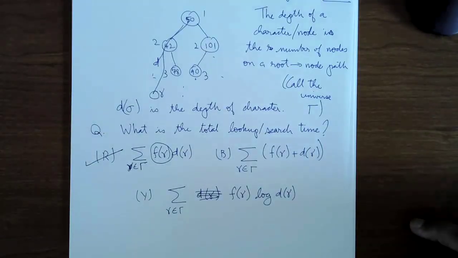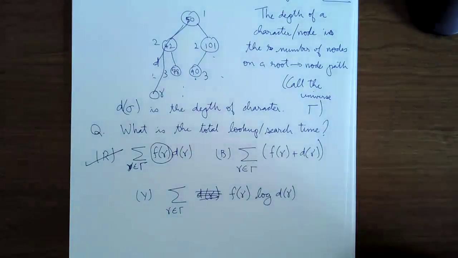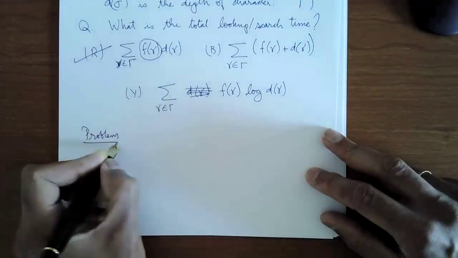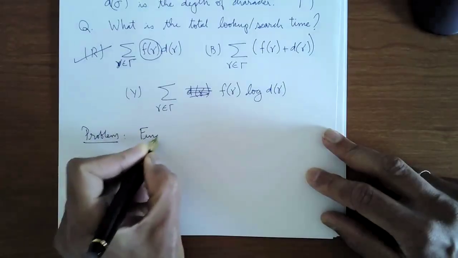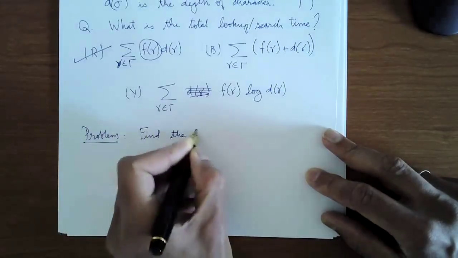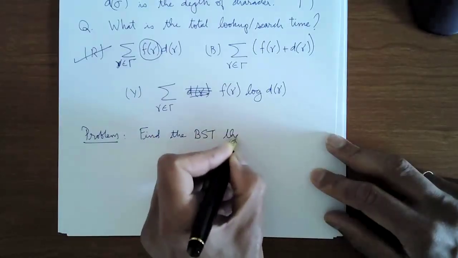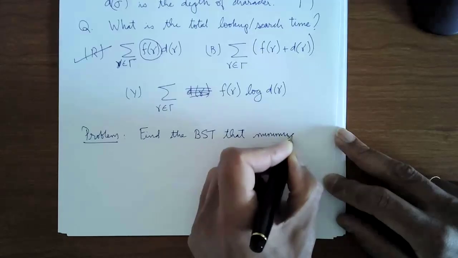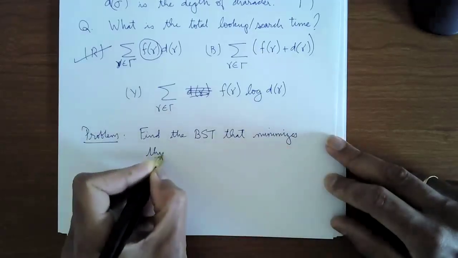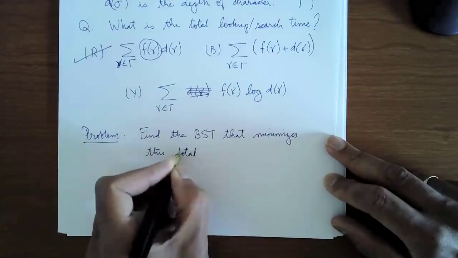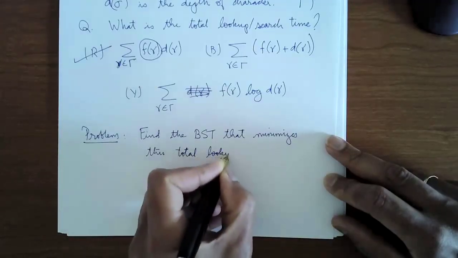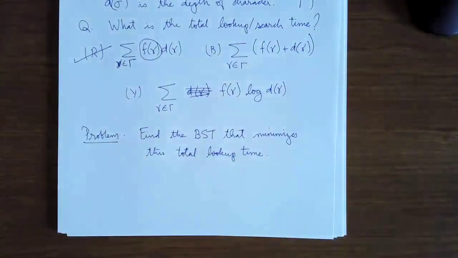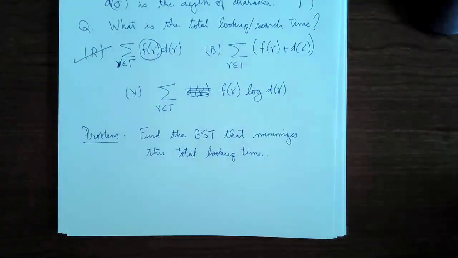So actually the total search time is f of gamma times d of gamma, and the problem is to find the BST that minimizes this total lookup time. Okay, and this is a classic dynamic programming example.